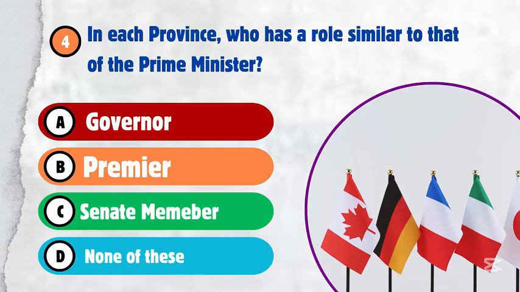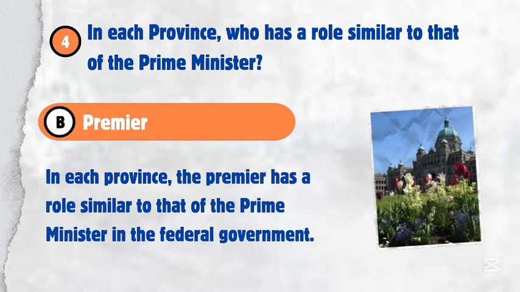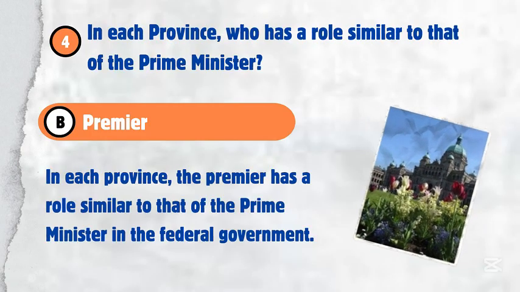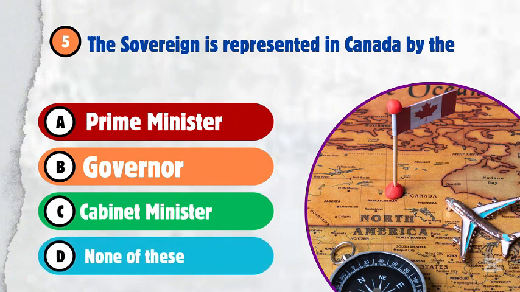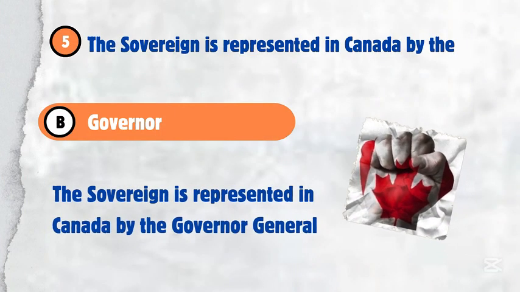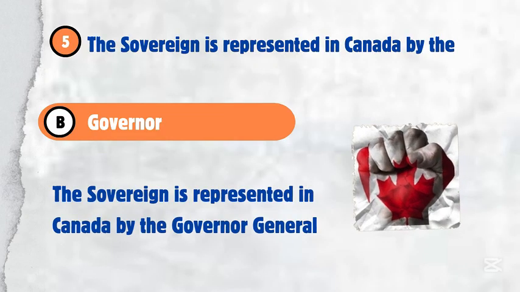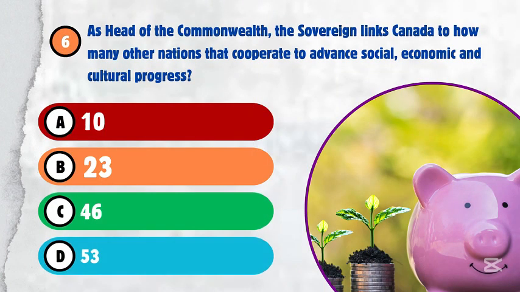4. In each province, who has a role similar to that of the Prime Minister? A. Governor. B. Premier. C. Senate member. D. None of these. Answer: B. Premier. In each province, the Premier has a role similar to that of the Prime Minister in the federal government. 5. The Sovereign is represented in Canada by the: A. Prime Minister. B. Governor. C. Cabinet Minister. D. None of these. Answer: B. Governor. The Sovereign is represented in Canada by the Governor General.